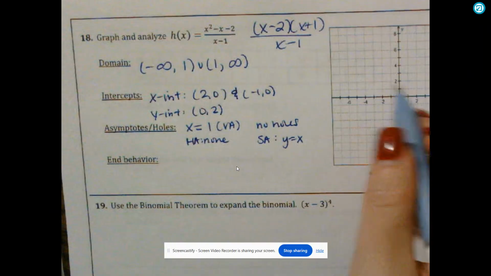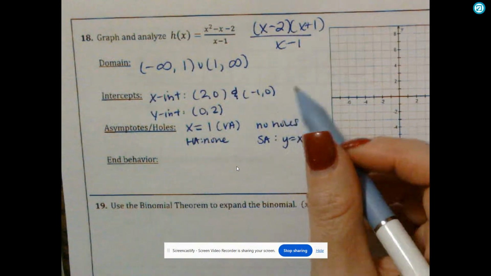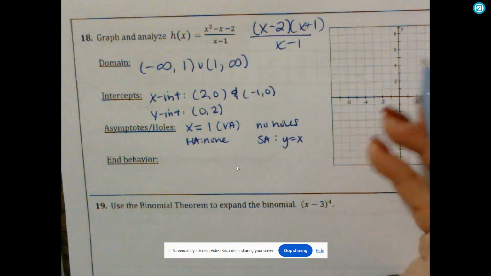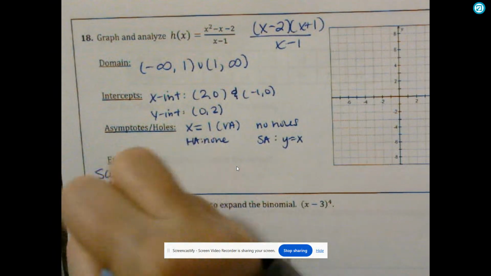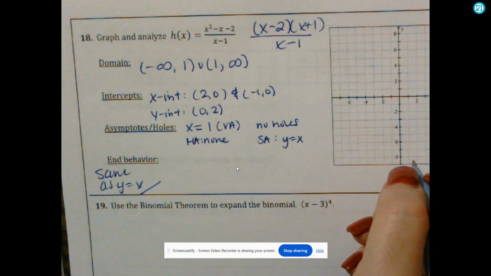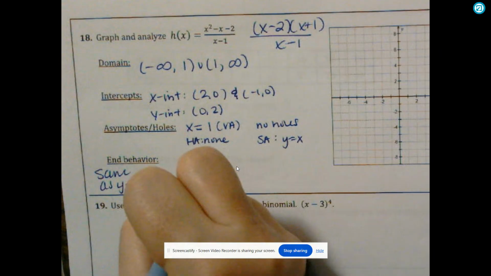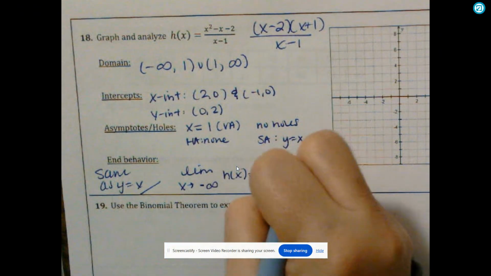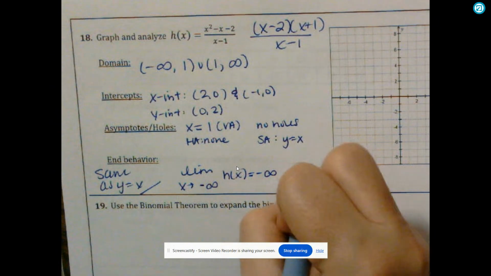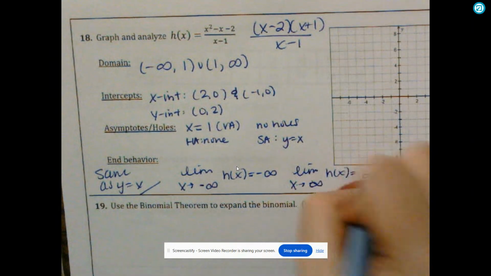And then your end behavior, if you have a slant asymptote, remember your end behavior is the same as the behavior of the slant asymptote. That would be the same as y equals x, which is just your regular slanted line. So the limit as x approaches negative infinity of h of x gives me negative infinity. And the limit as x approaches positive infinity of h of x would give me positive infinity.